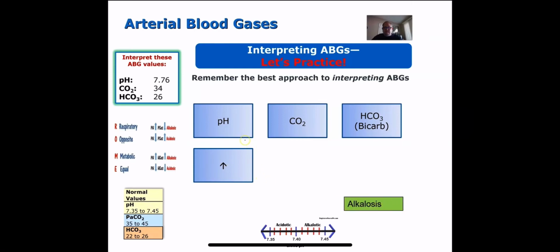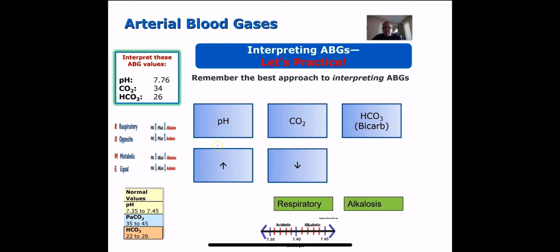All right, the second number you're going to look at is CO2, which is 34. Right here on your little chart, 34 is low, so it's kind of trending down. So right off the bat, you look here, you've got your pH going up and your CO2 going down. You know it's a respiratory issue.